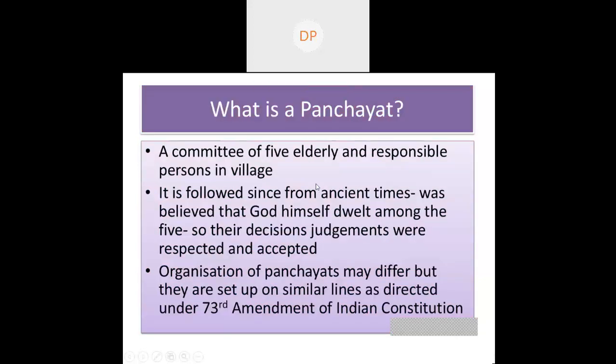Now what is a panchayat? Listen. We studied the Panchayati Raj system. In that, one panchayat comes. What is this panchayat? What is the meaning of this panchayat? This we will study here.